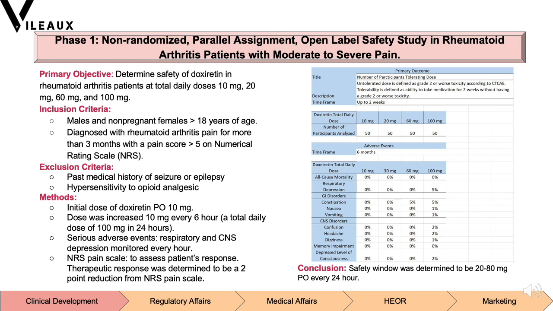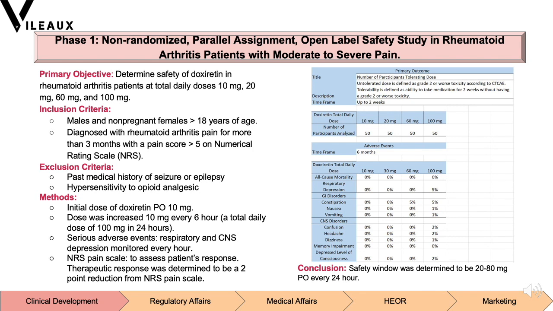The method we used was we gave each patient an initial dose of doxycycline by mouth, 10 mg, and the dose was increased 10 mg every 6 hours to a total daily dose of 100 mg in 24 hours. The serious adverse events that we monitored were respiratory and CNS depression, and we monitored these events every hour. The NRS pain scale was used to assess the patient's response. A therapeutic response was determined to be a 2-point reduction on the NRS pain scale.